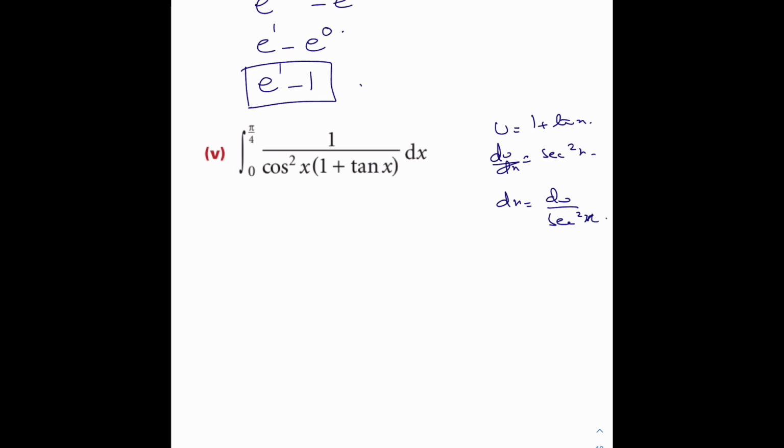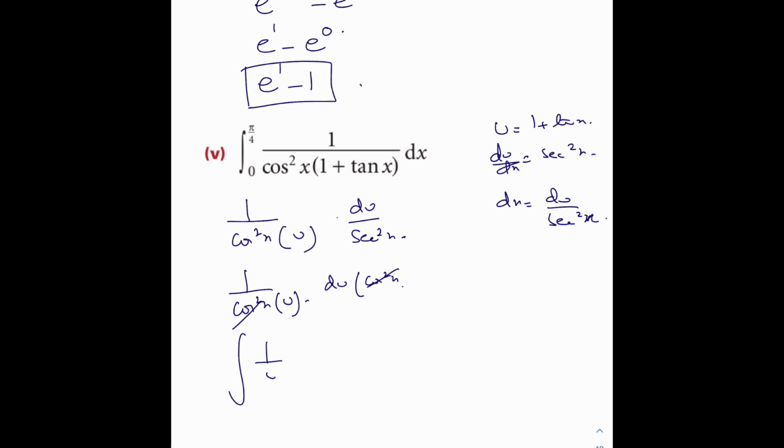So what I'm doing is writing 1 upon cos square x into u dot dx, where dx is actually du upon sec square x. 1 upon sec square x is cos square x, which will go up and become cos square x. So 1 upon cos square x u equals du into cos square x. This and this will cancel out, leaving integration of 1 upon u dot du, which is ln u.